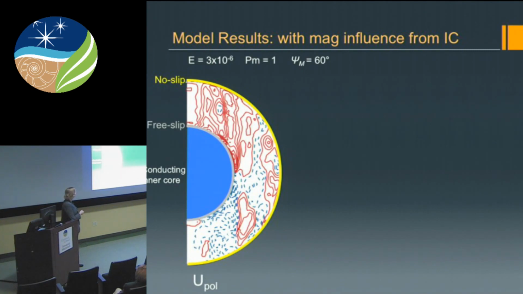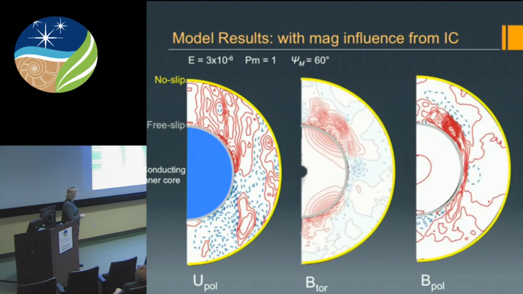Okay? And not only did we get a lot of small-scale motions, these are maps of the magnetic field inside the core. We also got magnetic field generation. So we were able to get a dynamo from this mechanism.